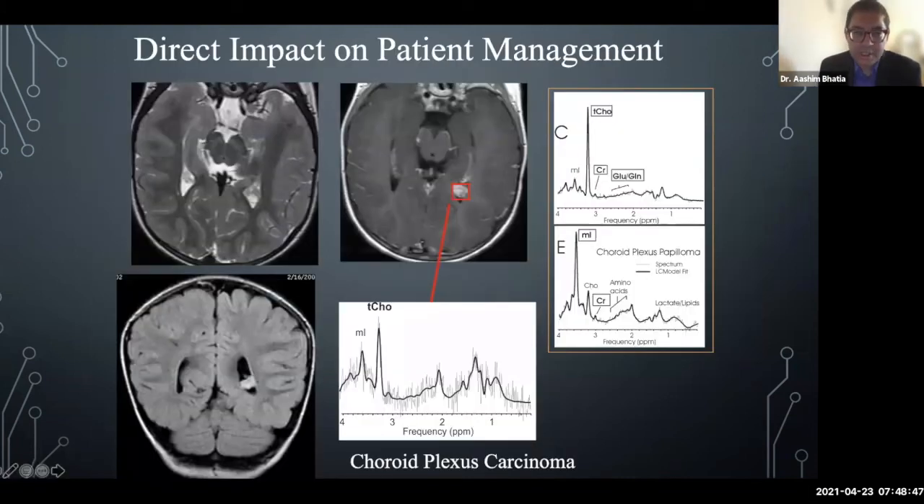But MR spectroscopy was done in this case. And a quick point on how long it took to make an adequate voxel. This actually took about 20 minutes to obtain this single voxel MR profile. Because the size of the lesion was so small, the voxel had to be decreased, the number of excitations had to be increased, resulting in a very long sequence. So 20 minutes was required just for this one voxel, but it was helpful because the choline was elevated compared to the myo-inositol. And we said elevated choline suggests carcinoma. And that's what it was in this case. This was actually a choroid plexus carcinoma, not based off of conventional imaging, but based off of the MR spectroscopy.